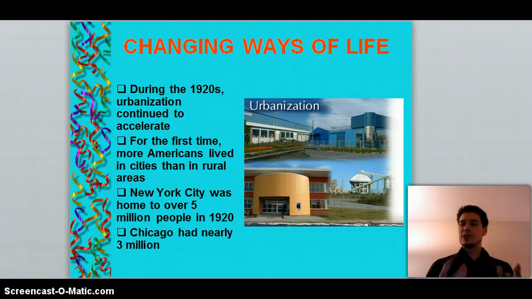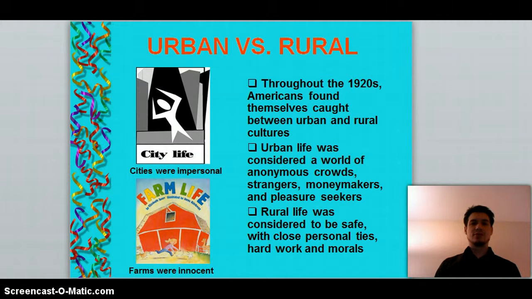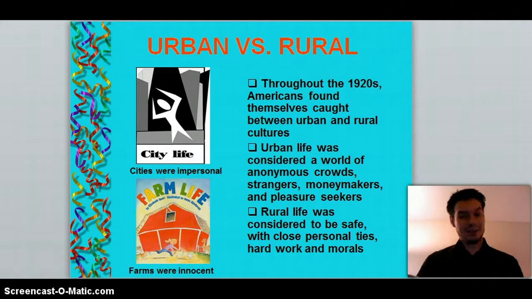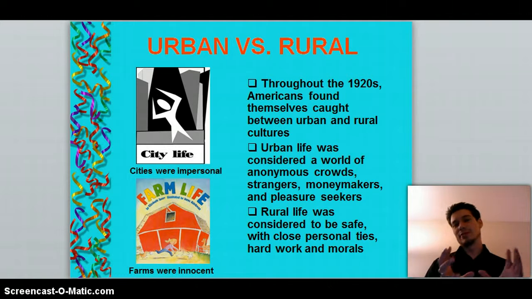And again, there's a huge amount of changing ways of life because people are going to the cities. For the first time, we have more Americans living in the cities than in rural areas. We have New York, 5 million people. Chicago, 3 million people. And this leads to a kind of conflict between the two, because urban life is considered a world of crowds, strangers, and so on, very impersonal, versus farm life, which is considered very innocent. Much like you can see in my awesome farm life book picture, just saying. Now, this leads to a lot of personal ties in the world. People think, again, morals are very much seen in the farm life, in the rural life.